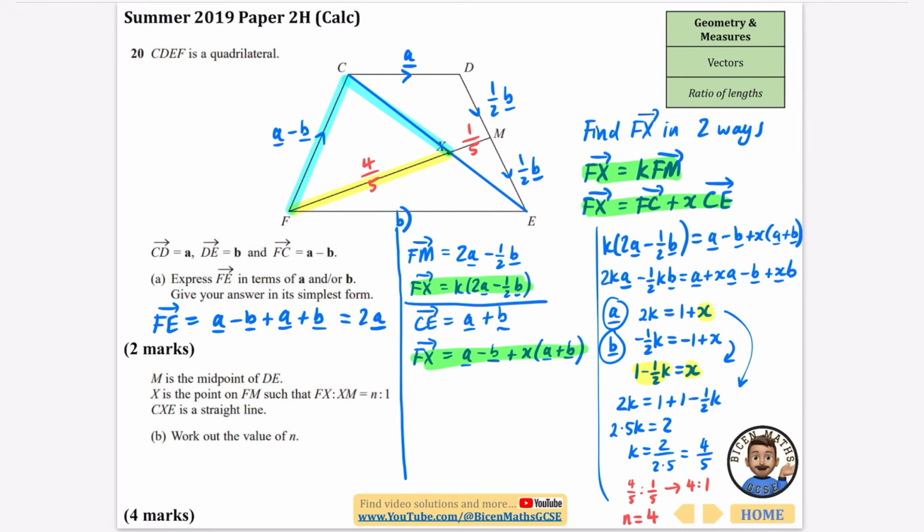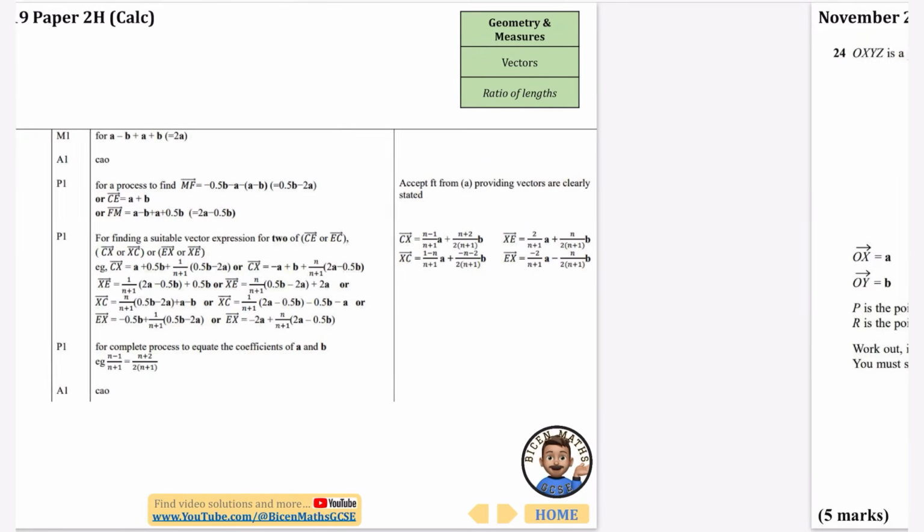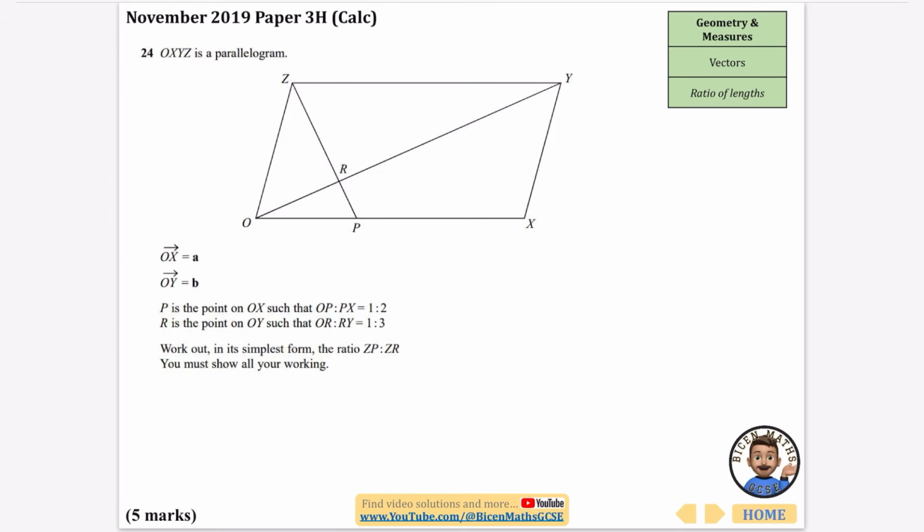I don't think you could understand this from the mark scheme. It is kind of crazy, which is why I'm hoping these videos are really going to help you. And like I said, this is really if you're aiming for that grade A star.